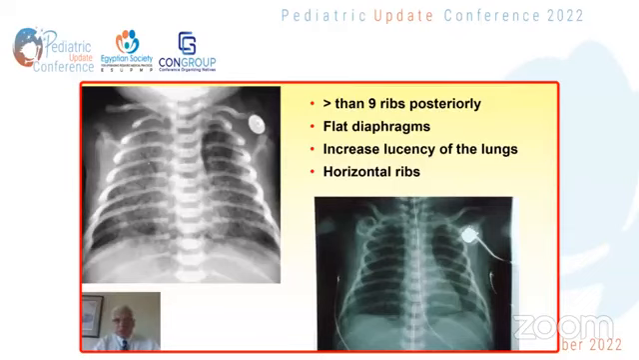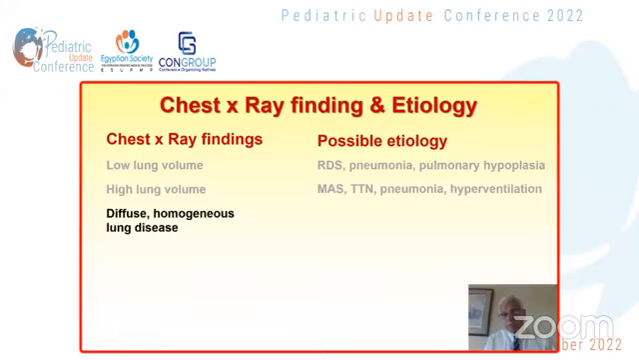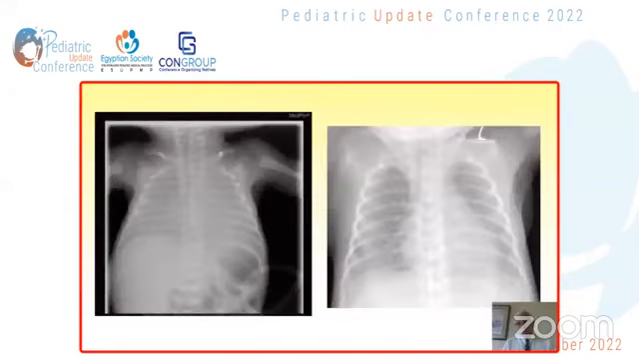Also, when we look at the X-ray, we need to see if the lesions that we're seeing in the lungs are diffuse and homogeneous. If they are, then you have to think about surfactant deficiency and pneumonia. Here again, we have two X-rays, one on the left and one on the right, that are compatible with either severe whiteout HMD or a congenital pneumonia. As you can see, this X-ray shows a bilateral, diffuse, homogeneous lung disease. So both lungs are equally affected.